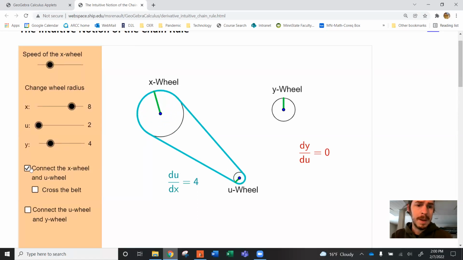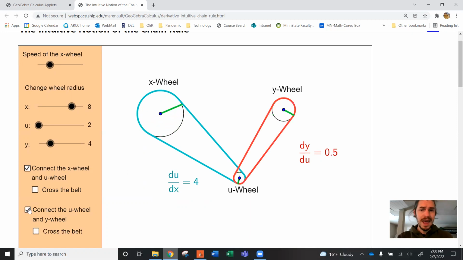Now, if you also connect the u wheel and the y wheel, let's just focus on those two. For every single turn around the u wheel, the y wheel only goes around 1/2 circle. If you want to see the y wheel go around 1 time, you have to turn the u wheel around twice. Again, this is because of the radii of the circles. So in terms of rates, the derivative of y with respect to u is only 1/2. It goes around half as fast as the u wheel.